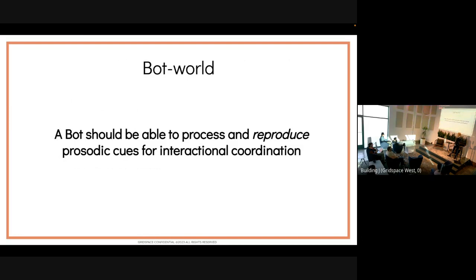So that brings us around to the final thing I'm going to talk about: a bot should be able to process and reproduce prosodic cues for interactional coordination. This is because you want feedback that you've been heard. It's all very well for a bot to say, oh, this person is sad, but if they then turn around and go, that's a shame, you're going to feel annoyed. So you want it to be able to react verbally and reproduce those prosodic cues.